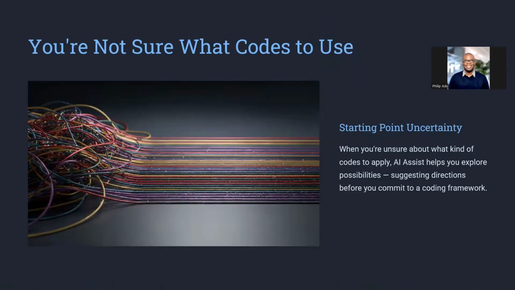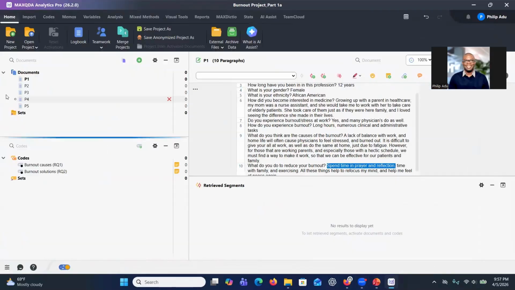So the first strategy is when you are not sure about the kind of code that you want to use to represent the significant information, then AI Assist in MAXQDA could be helpful. So let me quickly show you how you can do that. I have my data here. As you can see, I have my five participants, and the study is about burnout causes and solutions. I just want to find out what are the causes of burnout among primary healthcare physicians and what are the solutions of burnout. I've created two main containers for my research question here.